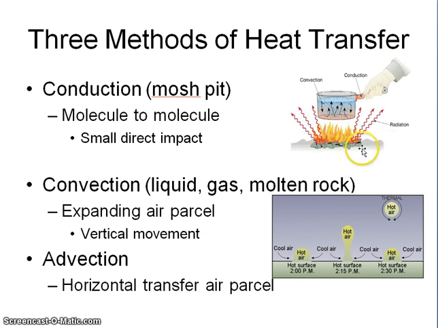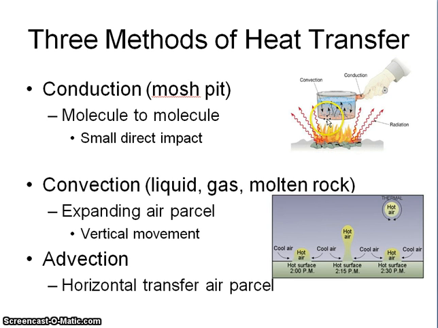So if you put a pan on a stove top, the bottom of the pan and the water directly above the bottom of the pan is going to heat, and so that is a small direct impact. Convection is once those molecules begin to warm up, they rise, they expand, and that causes this vertical motion and this mixing.